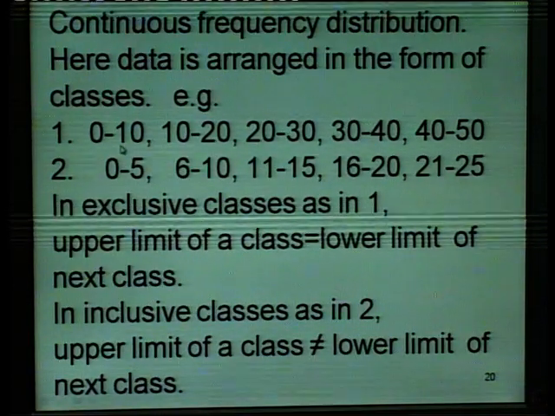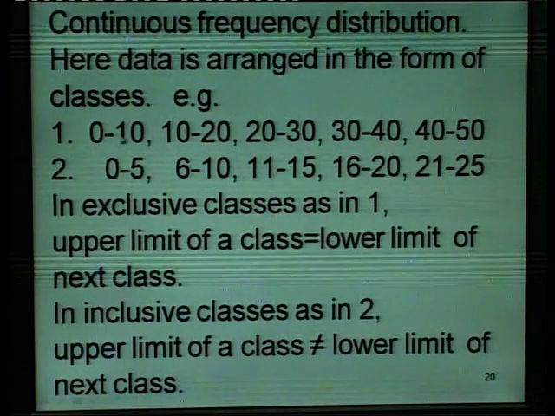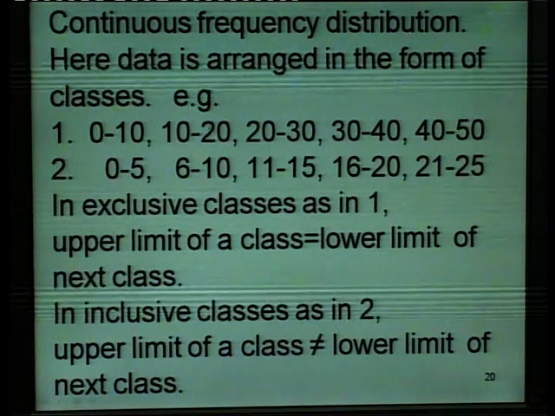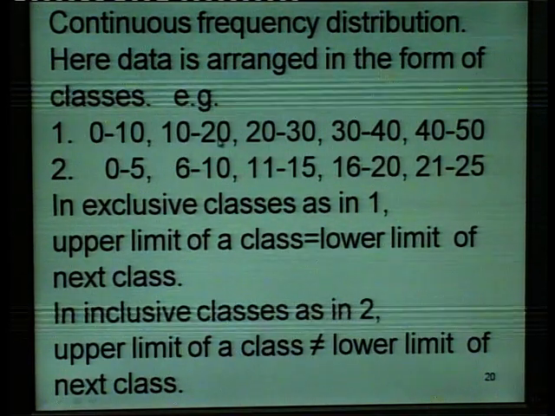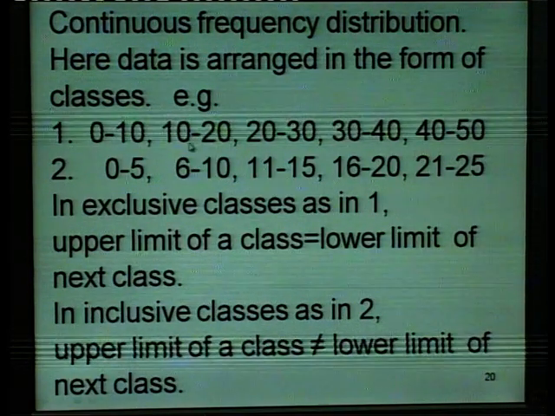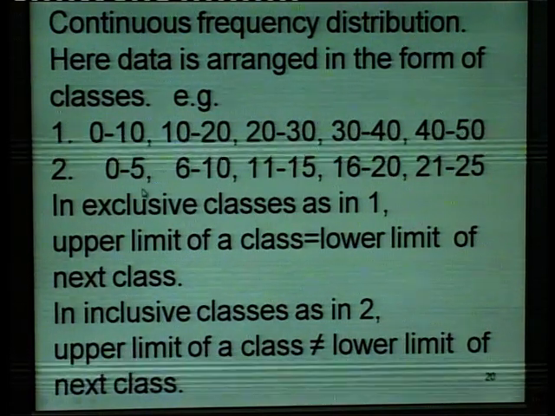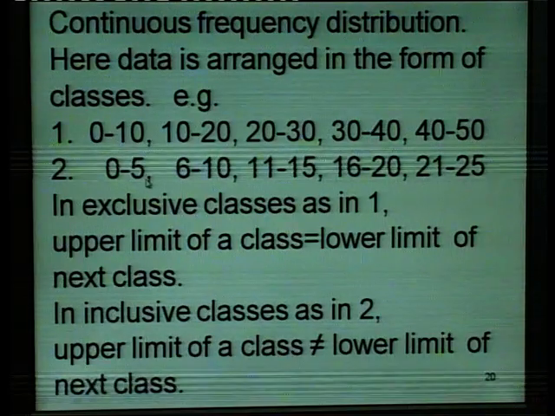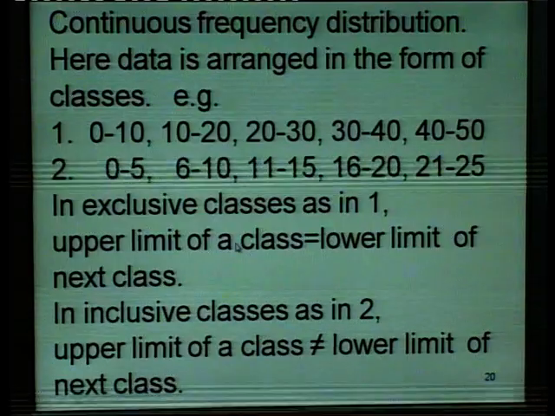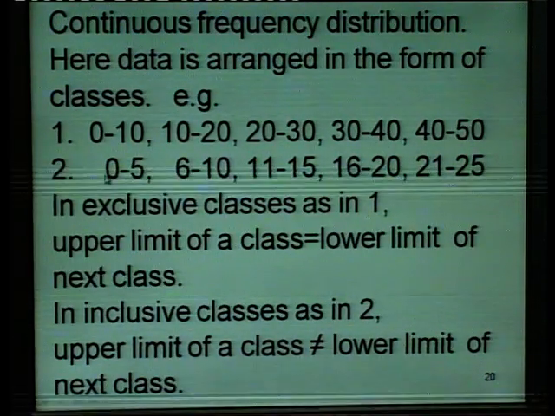In an exclusive class, 0 will come in 0 to 10, but 10 will come in the next class. That means in each class the lower limit is included, but the upper limit is not included. If there is a value of 20, it will enter the third class. But in an inclusive class, both upper and lower limits are included: 0 and 5 both are included, here 6 and 10 both are included. So classes can be given in two forms, inclusive class and exclusive class.